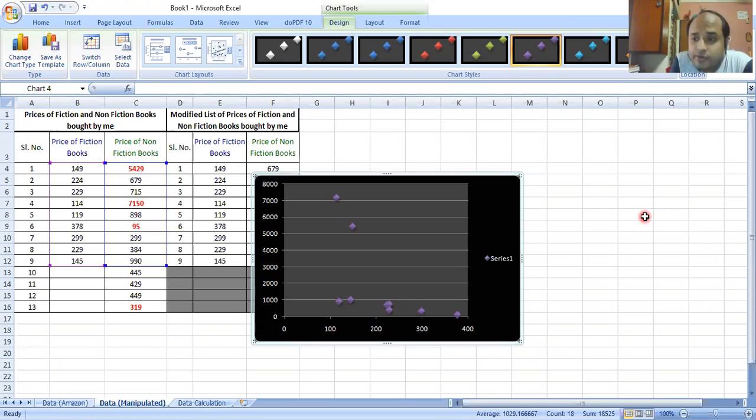Now you see, when you do project work in BBA, the teacher will tell you that you have to find the correlation coefficient between the two things.